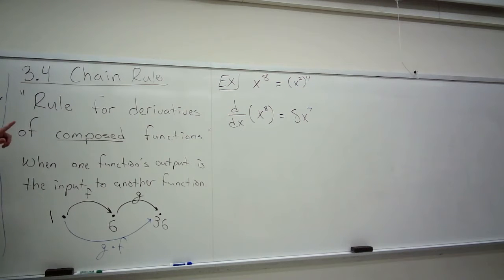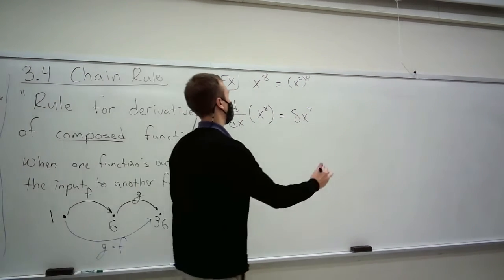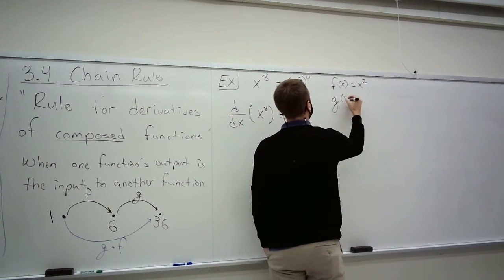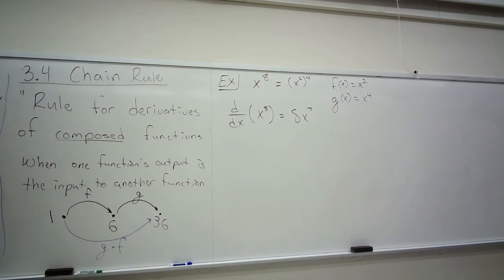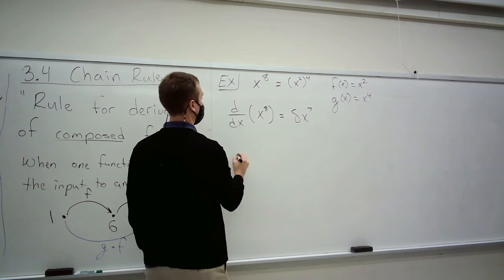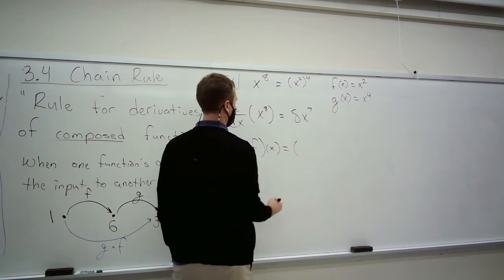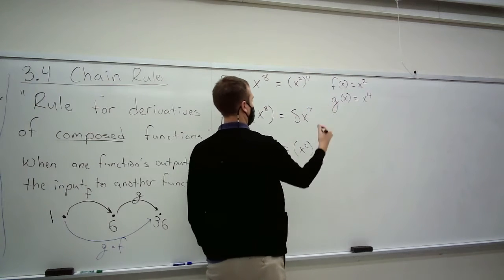Well, that doesn't look like x to the eighth anymore. This looks like a composition of functions, to me at least. I take x squared and I plug it into x to the fourth. X to the 8th is the same as g of f of x, which means evaluate f at x gives us x squared. Plug that into g, which says raise that to the 4th power.